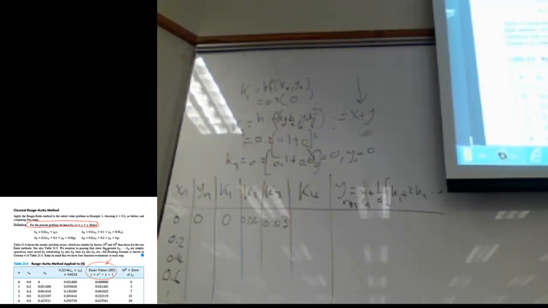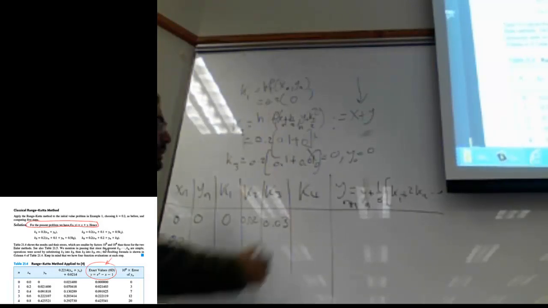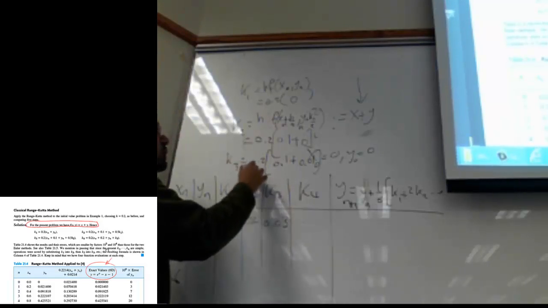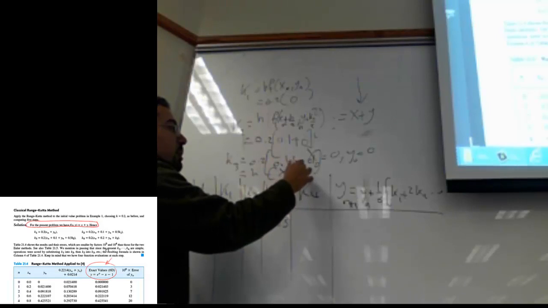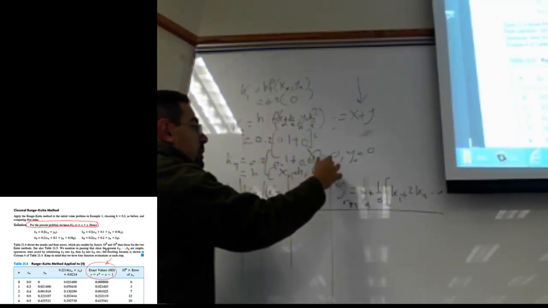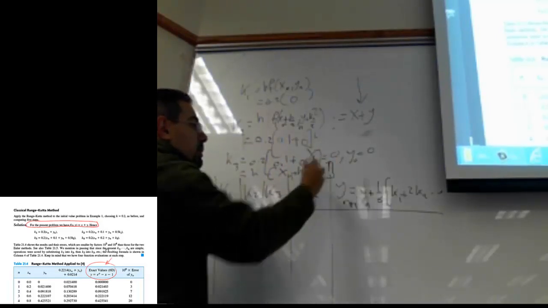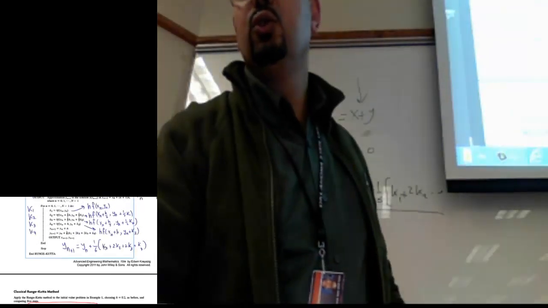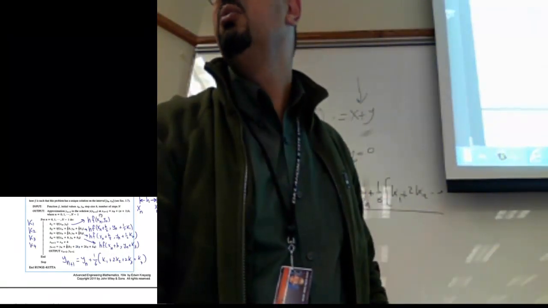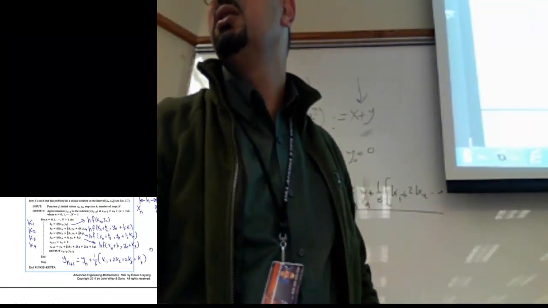Yeah, it should be 0.03. And then K4 finally is h times f of x_n plus h, and y_n plus the whole K3. Not K3 over 2, the whole K3. So I'm just repeating those formulas. Okay? I'm just substituting with those formulas. That's it.